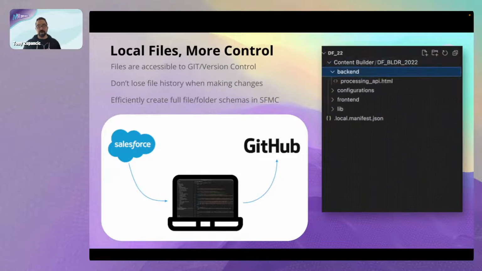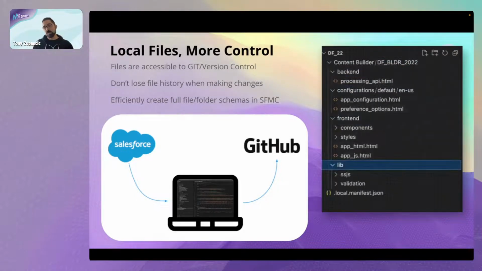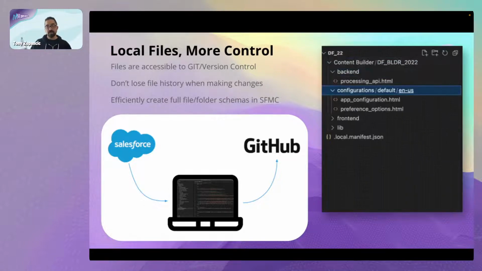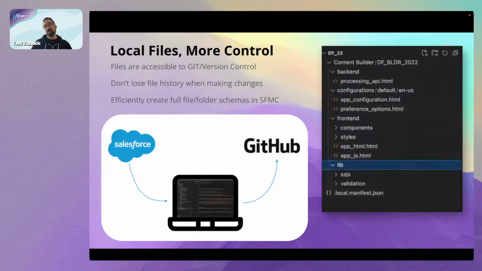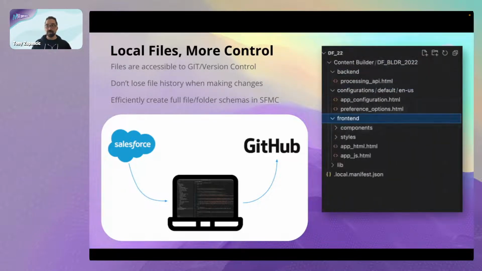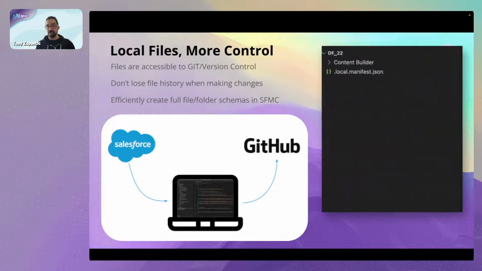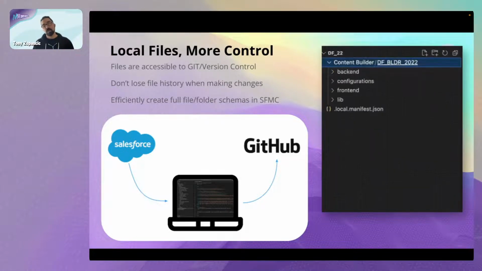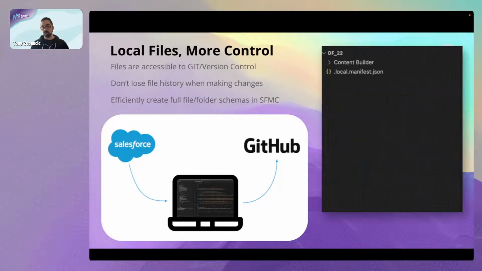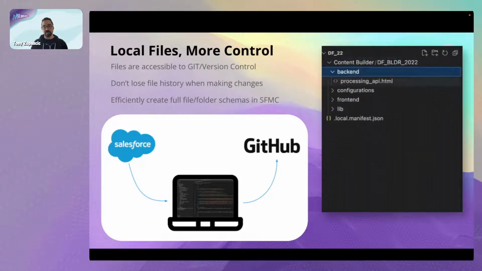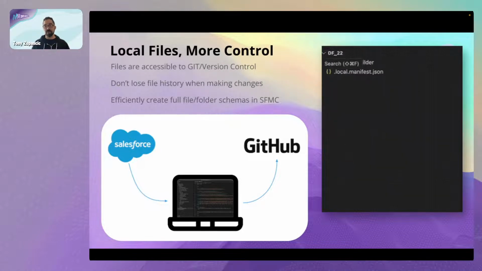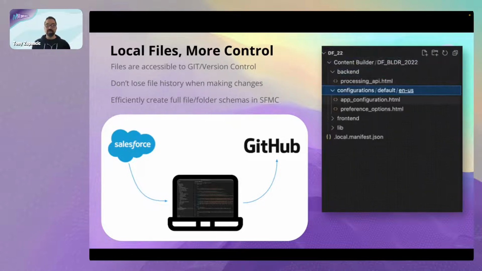So with local files, you have more control. What I mean by that is you don't have to necessarily work within the folder structure in Marketing Cloud to navigate through your folders. You can easily pull those files up in your IDE so you can edit or just view them as needed. You also don't lose your file history when you're making changes. Because it is in your text editor, it has a deeper history for that specific file, so you're able to revert changes as needed.